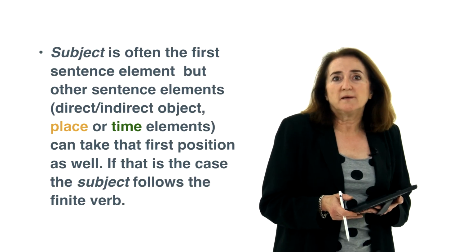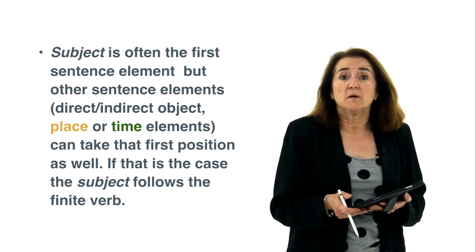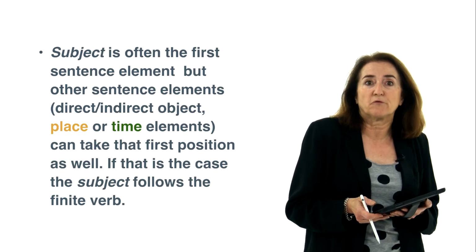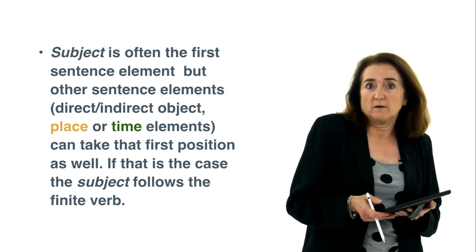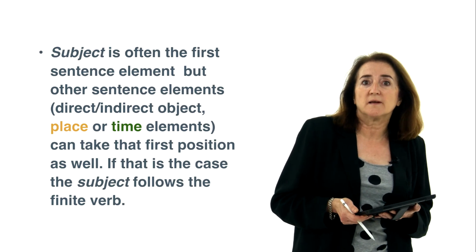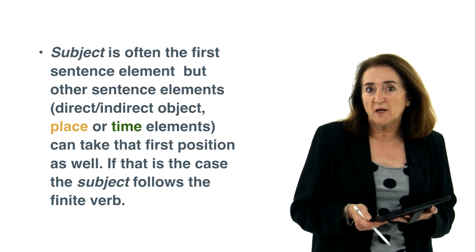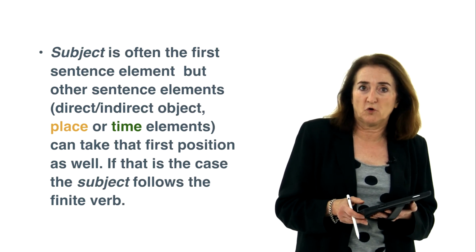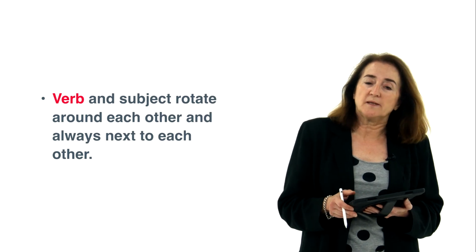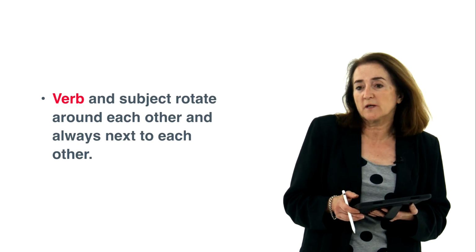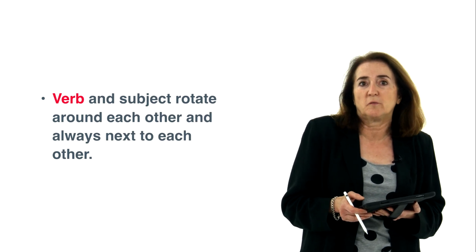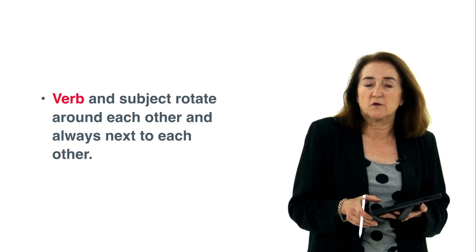So subject, like we said, is often the first element, but other sentence elements can take its place or can take the first position as well. We already said which ones those are. It's in parentheses. If that is the case, the subject follows the finite verb. So verb and subject in a German sentence basically rotate around each other, or the subject is first, or the verb is first, and then the subject is right next to the verb. They're always next to each other, which is also useful to know.